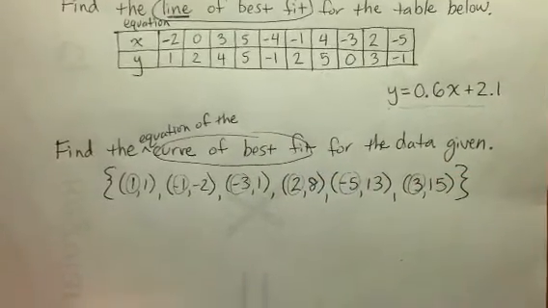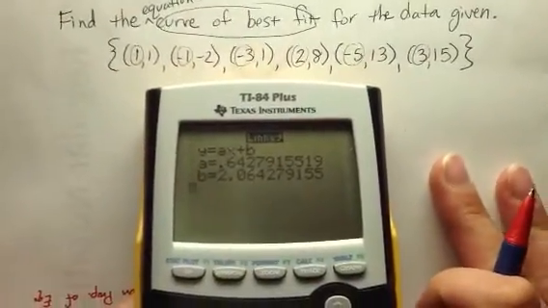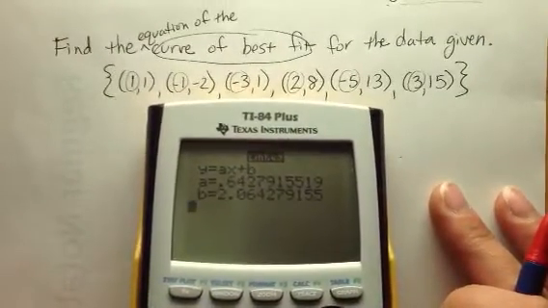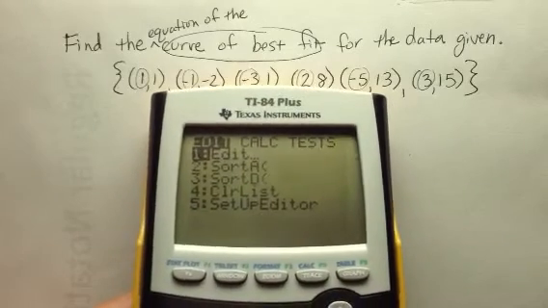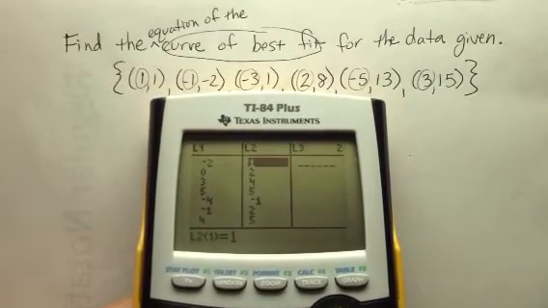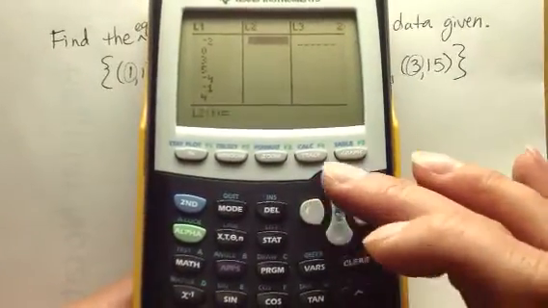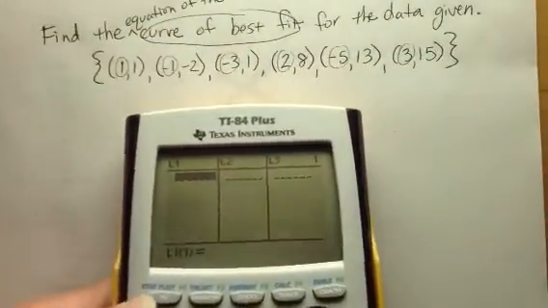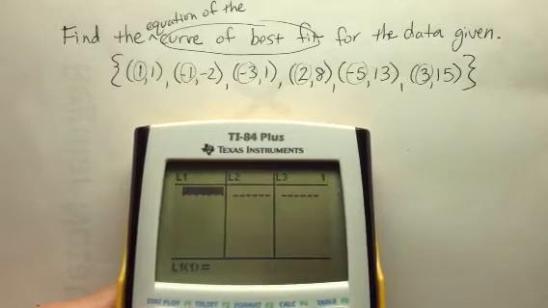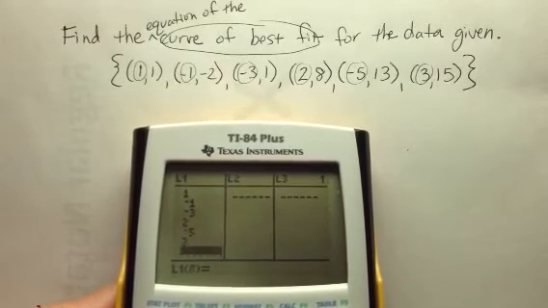Alright, so I'm going back to my stat key. I want to edit again. Edit. I need to clear these out. Clear, not delete. Clear down. Go over to list 1, clear down. Okay, let's enter my x's. So I have 1, -1, -3, 2, -5, 3.